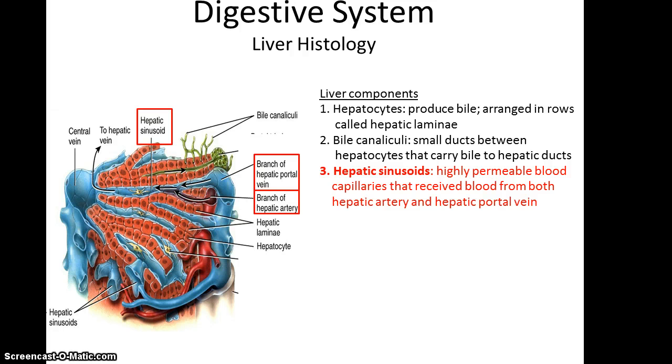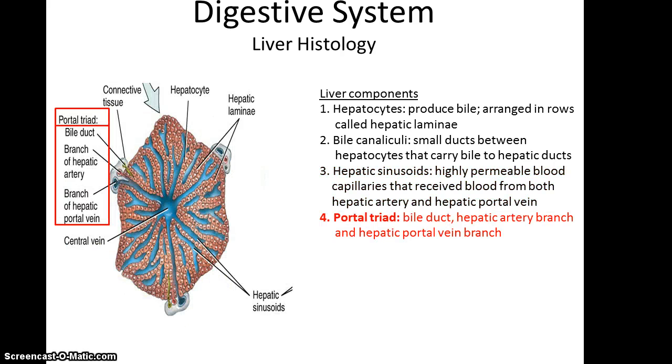Also running along the hepatic laminae are the hepatic sinusoids. These are highly permeable blood capillaries that are receiving blood both from the hepatic artery, which is oxygen-rich, and from the hepatic portal vein, which is nutrient-rich because it's coming from the digestive system. So that means you end up getting this recurring structure of these three vessels that are running together: the bile duct, the hepatic artery, and the hepatic portal vein.